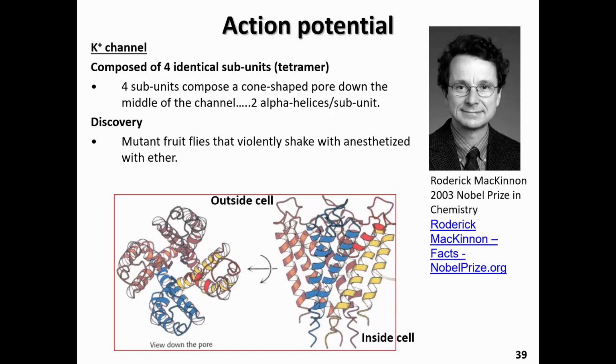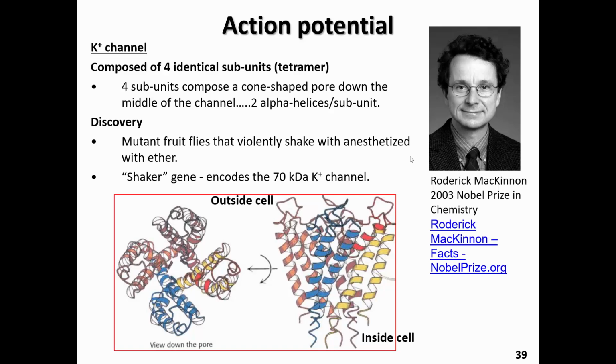And this channel was initially discovered in mutated fruit flies that tend to shake violently when in the presence of anesthesia. And it was determined that these fruit flies have this mutated channel as a result of what's called the shaker gene, which is a mutated gene that produced a channel that produced unstable action potentials, resulting in unstable muscular contractions in fruit flies when those fruit flies were in the presence of ether.